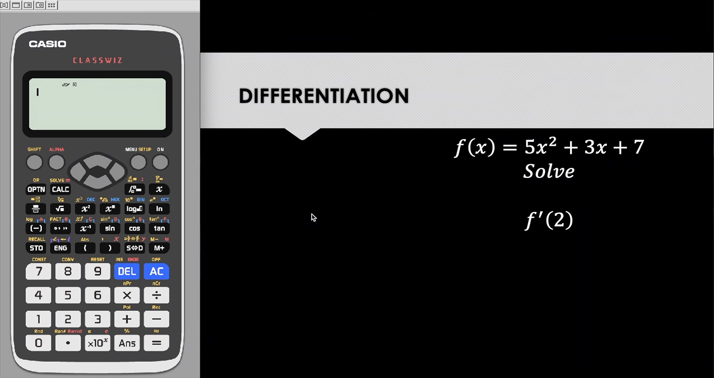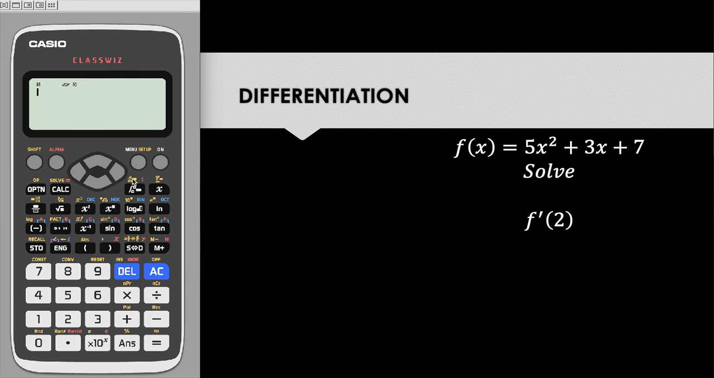Now next we go on to differentiation. You could come across a question where you're told a function of x, so in this case f of x is equal to 5x squared plus 3x plus 7, and we need to solve the first derivative of this function, and we also need to compute a value of 2. To do this, we need to go back to our calculate option. So again, go to menu, select 1, and to bring up the derivative of a function, you want to press shift and then this integral sign.